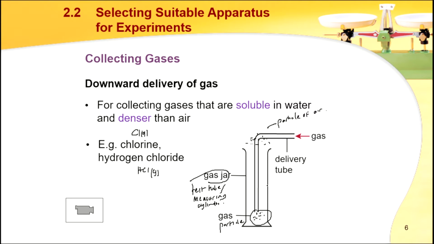It means the gas particles are denser than the air particles. That's why we can use the downward delivery of gas for gas particles that are denser than the air, like chlorine or hydrogen chloride gas.